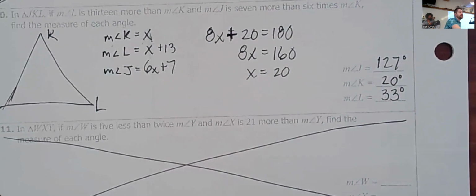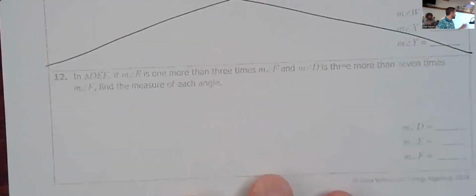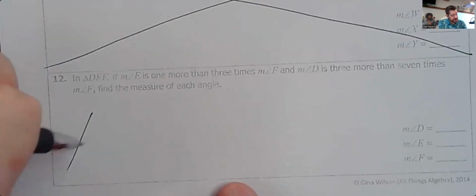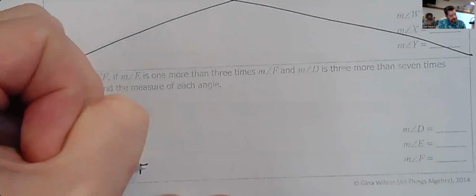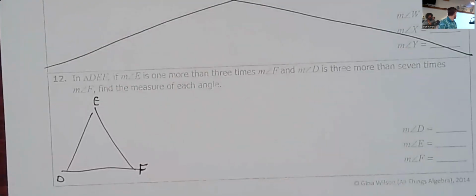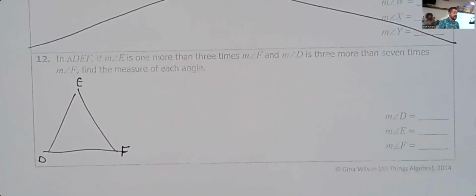Okay, last one, number 12. Here we go. So we've got triangle DEF. Let's just go ahead and draw a triangle. DEF. Same idea here for 12 as we just saw with 10. So it says E is 1 more than 3 times F. Angle D is 3 more than 7 times F. Find the measure of each angle.